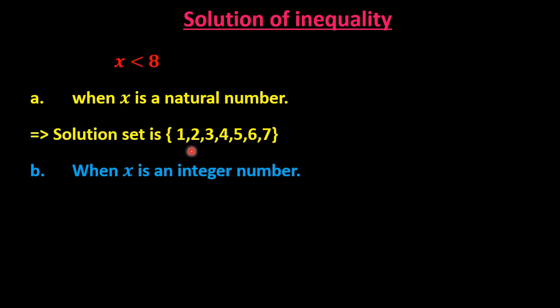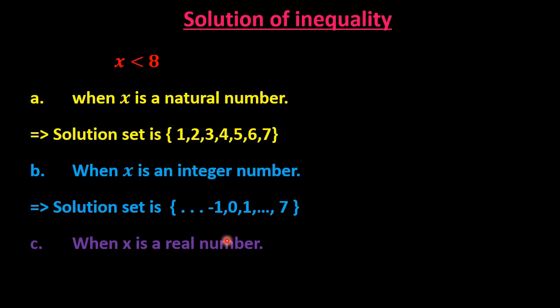Number B, when x is an integer. The integers run from minus infinity to plus infinity. The integers which are less than 8 are all the integers which lie between minus infinity and 8. We can represent this by dot dot dot, minus 1, 0, 1, and it continues, and at last it will be 7.